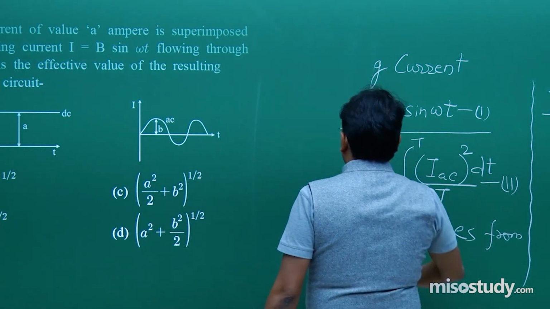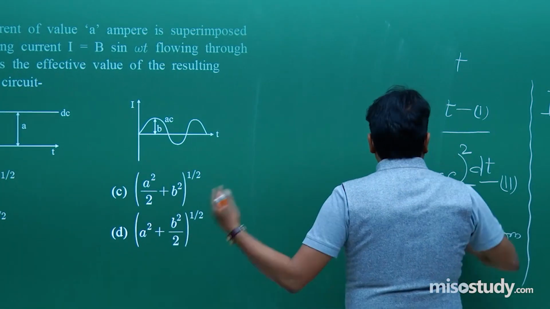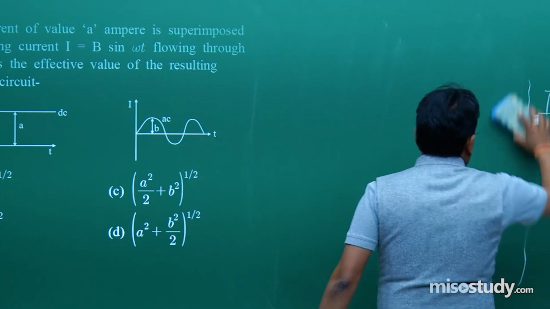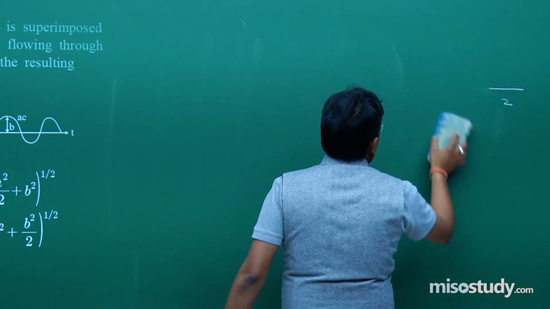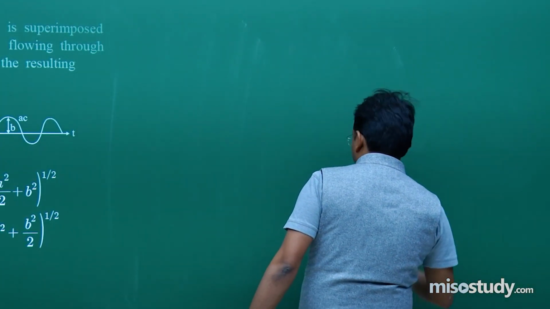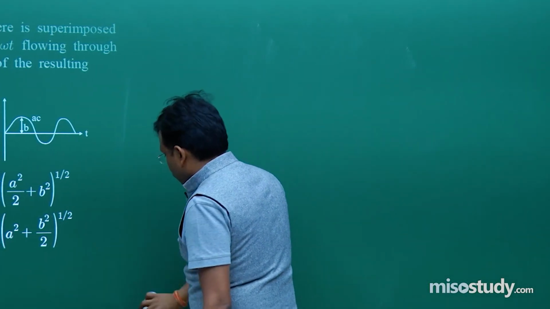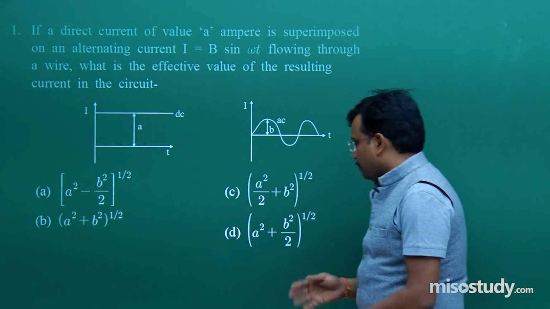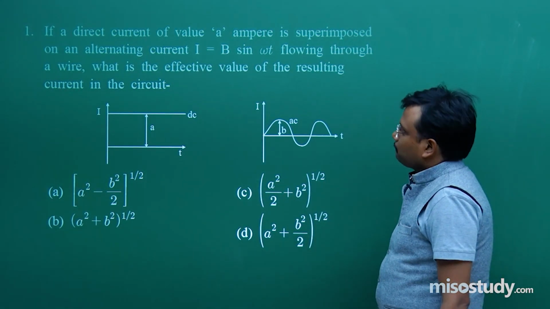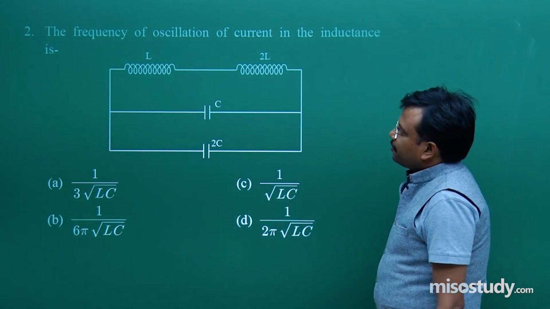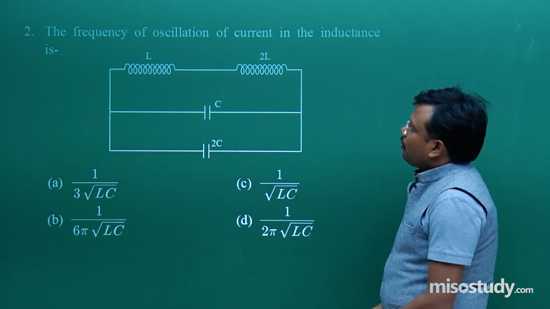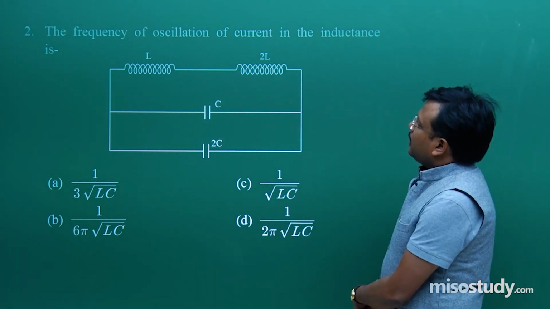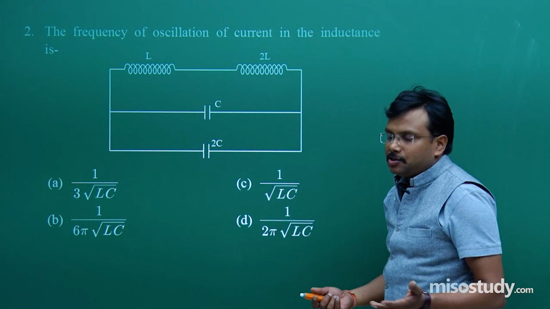So now I hope the question with which we started our discussion, you will definitely appreciate the simplicity of this question and the simplest approach of this problem. So let us move for the question number 2, that is, the frequency of oscillation of current in the inductance is how much?